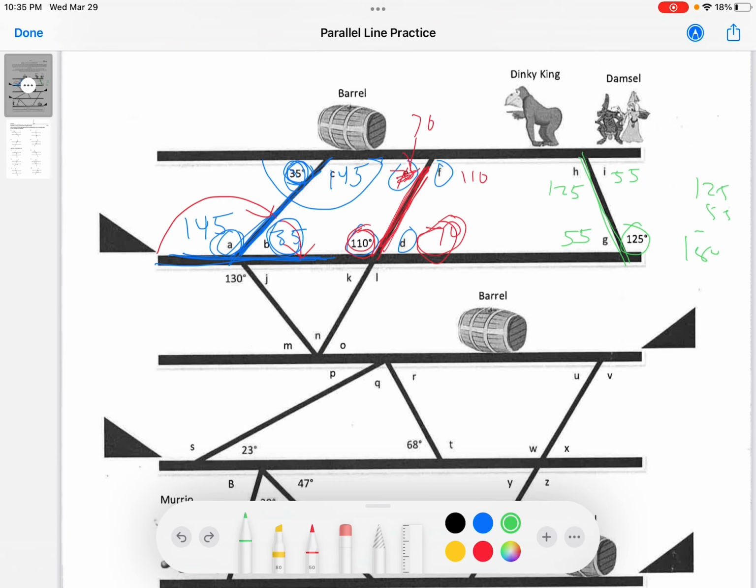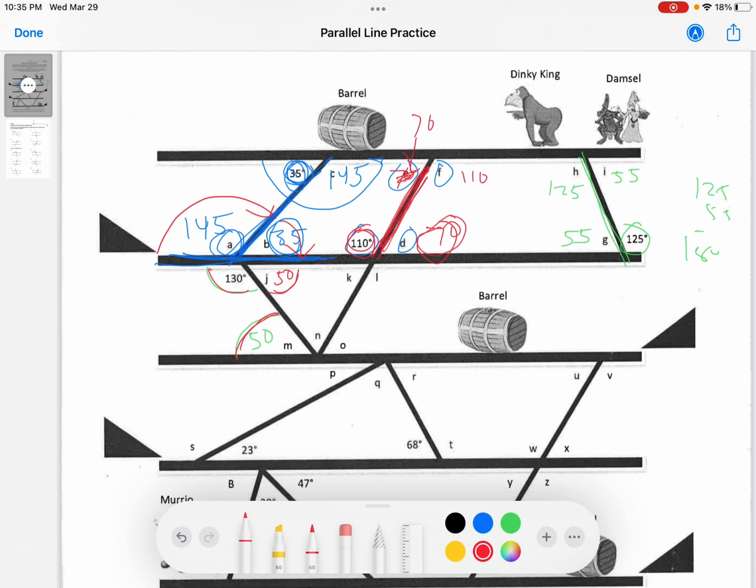Right here, this is 130, so this has to be 50 because these two angles add up to 180. These are same side interior angles. Now, if this is 130, this has to be 50 because 130 plus 50 is 180. Also, this 50 and this 50, these are alternate interior angles.